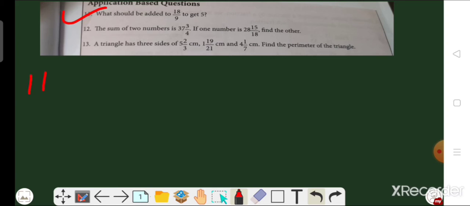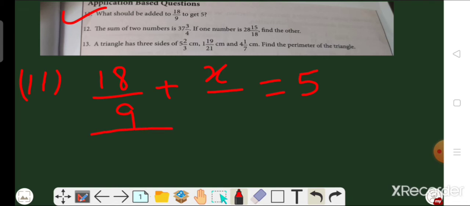In this question, we have to find a number that we add to 18 by 9 and the result will become 5. So let us suppose the required number is x, beta. It means when we add x to 18 by 9, the result will become 5. Okay. So now we have to find the value of x.